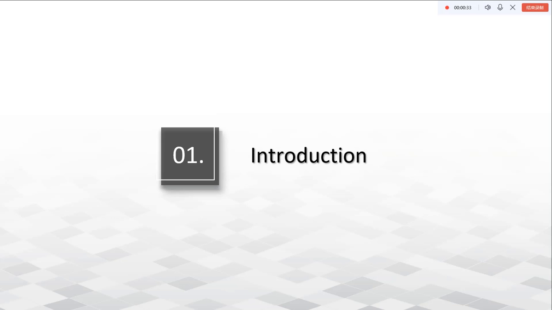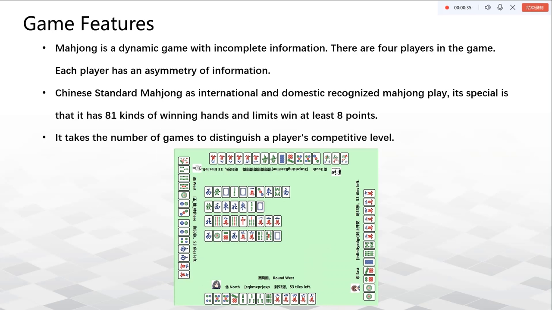Here is an introduction. Firstly, we introduce the game features. Mahjong is a dynamic game with incomplete information. There are 4 players in the game. Each player has asymmetric information. The main reason why the asymmetry exists is the randomness of the tile wall.